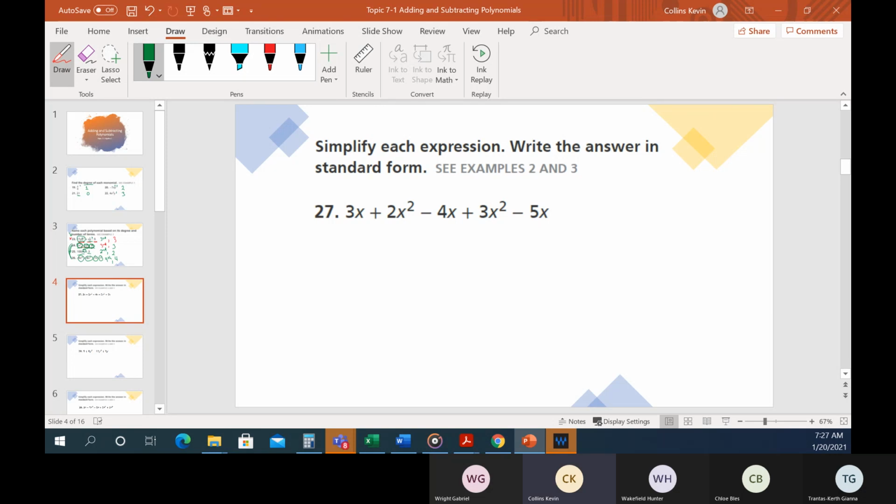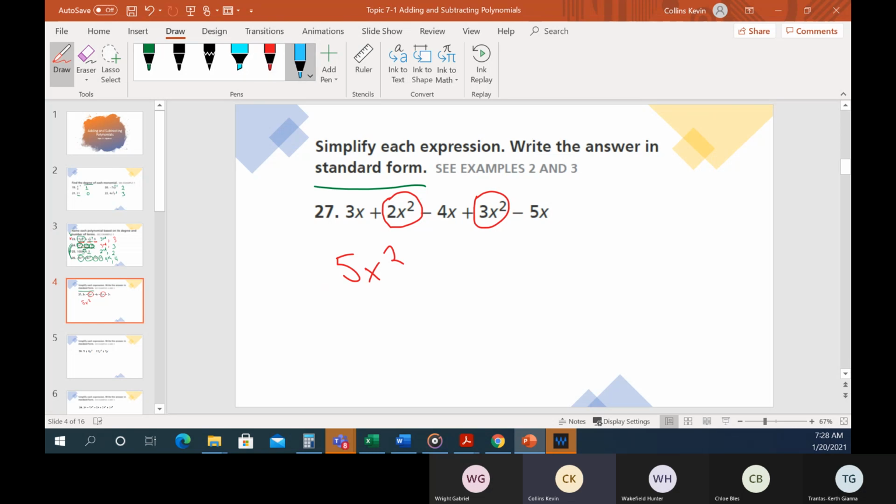So it says simplify each expression, write the answer in standard form. So standard form means biggest exponent first down to a regular number if there is one, which I don't think we have in this case. All right. So it looks like our biggest exponent is x squared, right? So we're just going to add these guys together. So here is 2x squared plus 3x squared. So 2 and 3 gives me 5x squared. And then we just add these guys together now.